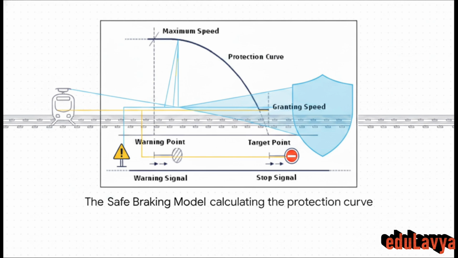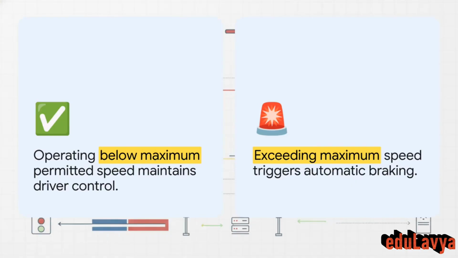What happens is the onboard system continuously calculates what we call a protection curve. It uses three absolutely vital metrics to do this: the target distance ahead, the current speed of the train, and the physical braking characteristics of the vehicle itself. This curve dictates the absolute maximum safe speed the train can travel at any given split second to guarantee it can stop in time. And the onboard computer is literally recalculating and redrawing this curve instant by instant.